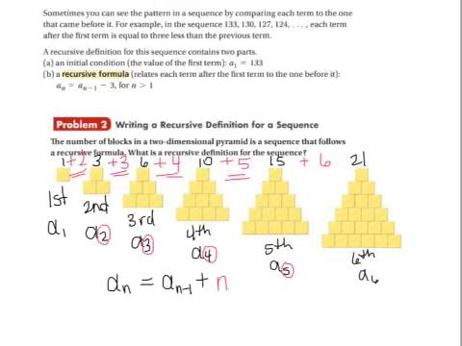So my recursive definition, it's a two-part. I need the formula, so here's my formula. A sub n is equal to a sub n minus 1 plus n. And I need my initial condition. I need the value of my first term. So the value of my first term, I'm going to put a semicolon here, a sub 1 is equal to 1. And now I have my recursive definition for my sequence.